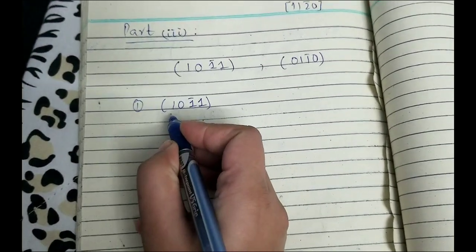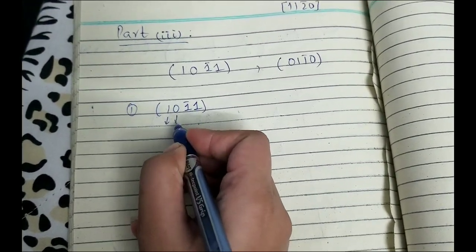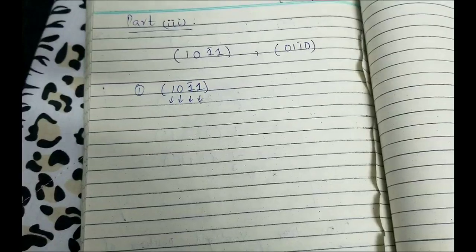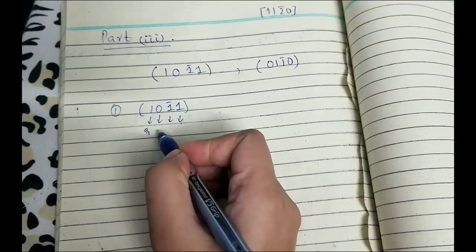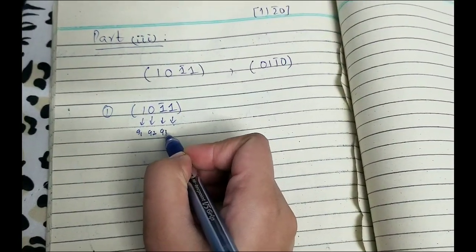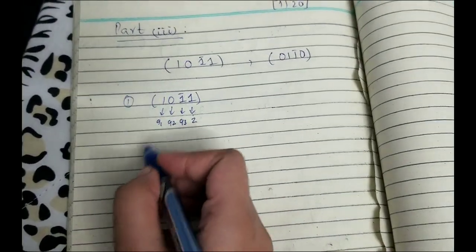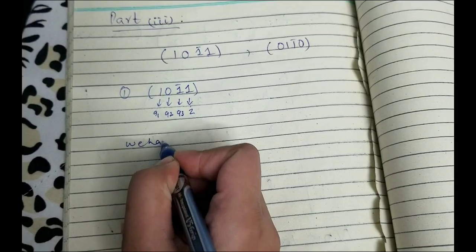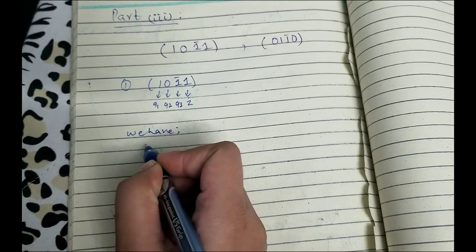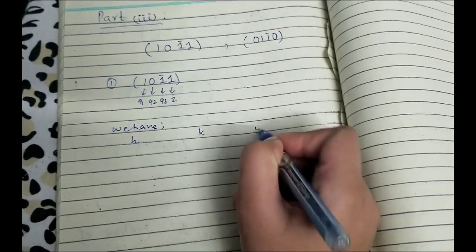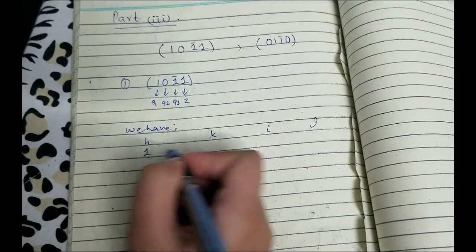Here we have H, K, I, and L. The first one is for A1, second A2, third is for A3, and the fourth one is for Z. Miller indices are given as H, K, I, L. We'll make the table.